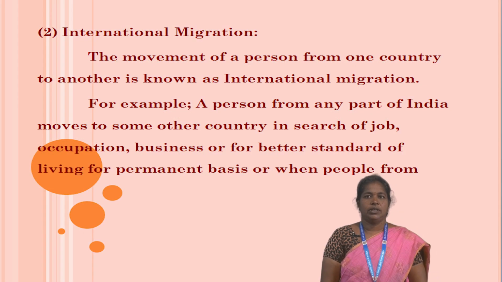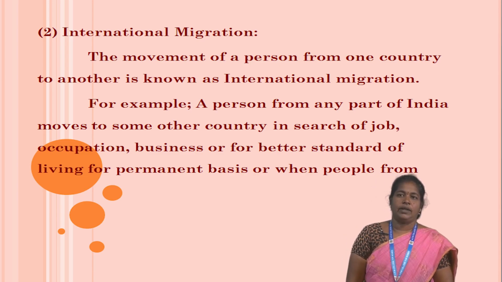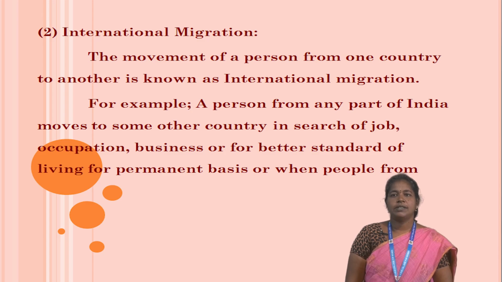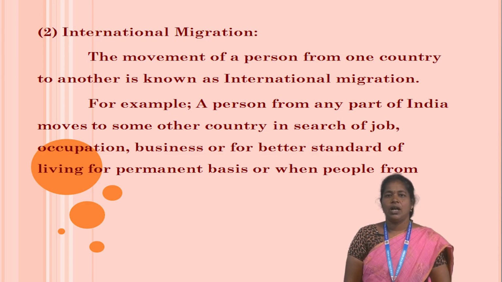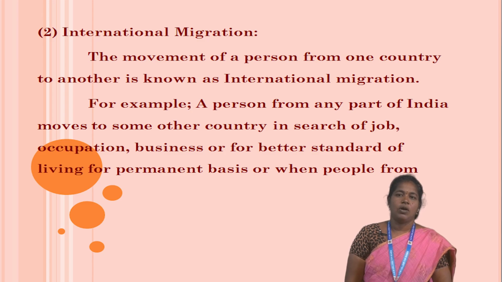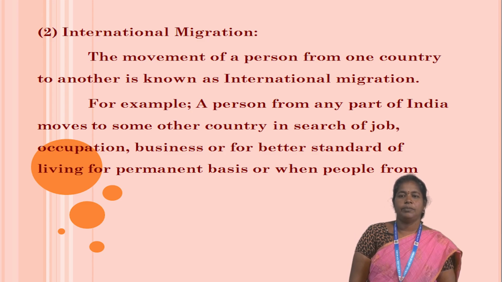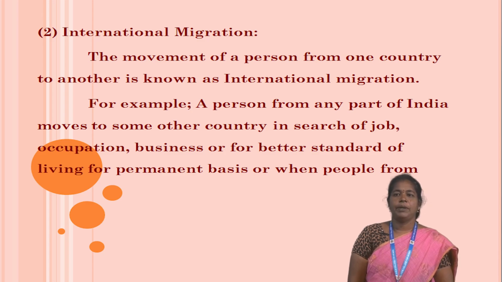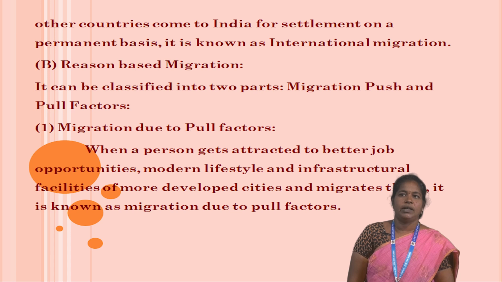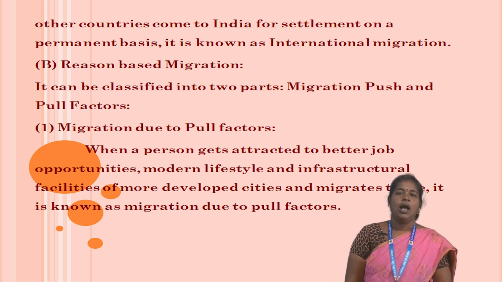International migration. The movement of a person from one country to another is known as international migration. For example, a person from any part of India moves to some other country in search of job, occupation, business, or a better standard of living on a permanent basis, or when people from other countries come to India for settlement on a permanent basis, it is known as international migration.